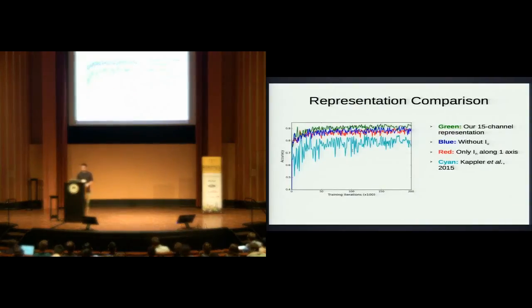So this is a plot of comparison with different representations. This is accuracy versus training iterations. At the top is that 15-channel representation I was talking about. Blue is just removing the occlusion channels. And then what's perhaps more surprising is the red does pretty well, and it's just 3 channels of information, surface normals, along one projection.